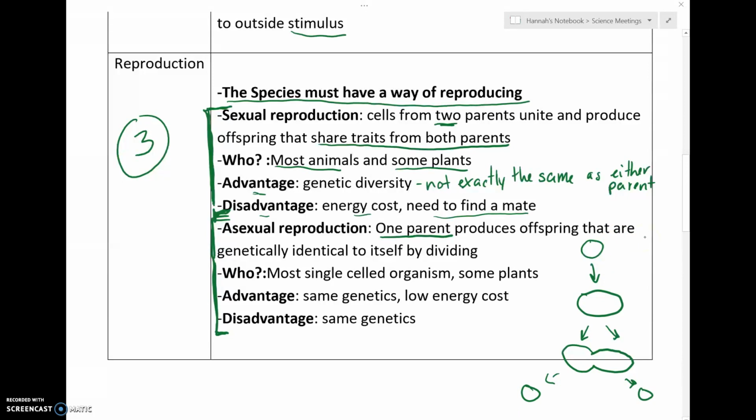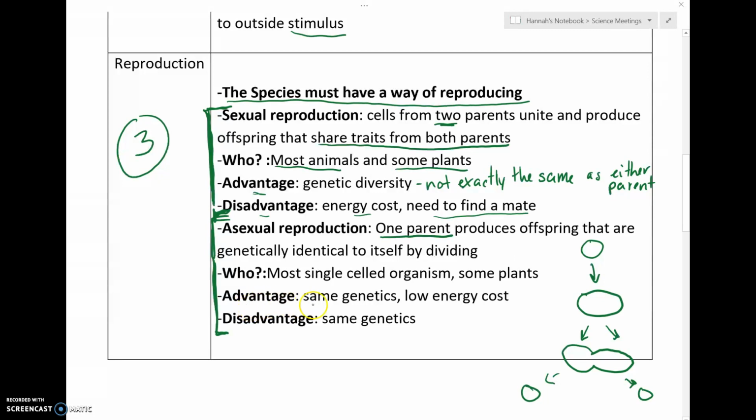So this is not something that we see happen. It's not like people can reproduce this way, or plants. Some plants can, but people or animals cannot reproduce this way. It's generally happening in small, individual, unicellular organisms.